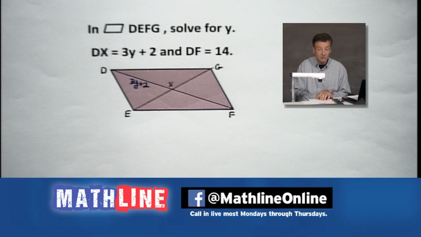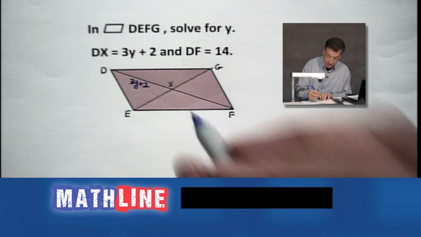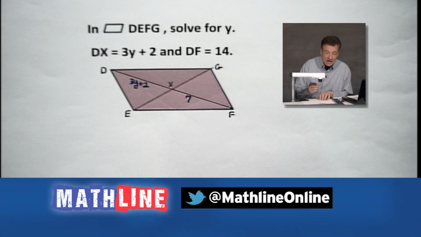Good question. What do we think? Well, we would think that the length of XF would have to be half of the length of DF. Okay, so if DF is 14, that would tell us that FX, or XF, has to be 7. All right, so I'm putting a 7 right there. Now, you see what we could do?